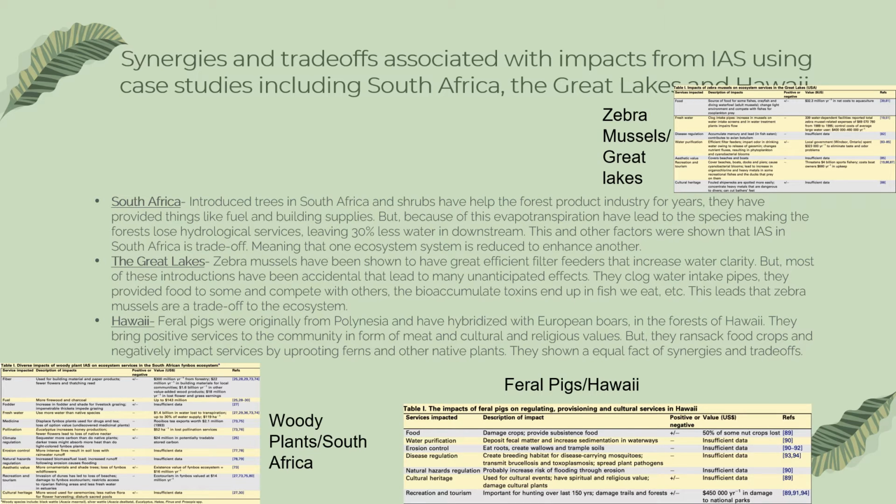In Hawaii, feral pigs have provided many things for the community, such as meat, culture, and religious factors, but when they ransack food and uproot plants, they show synergies and trade-offs. And then if you look at all of the charts, it can show more.